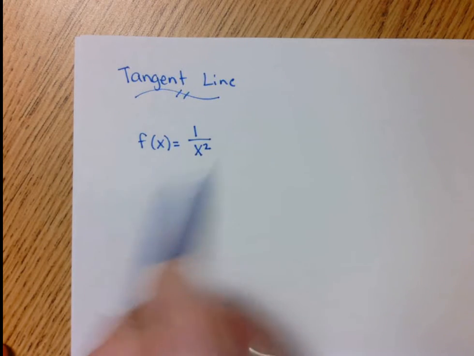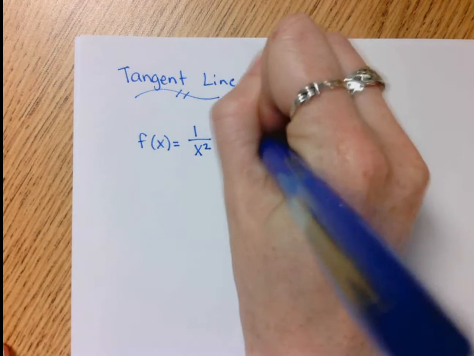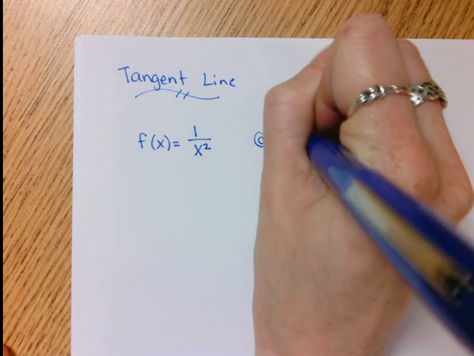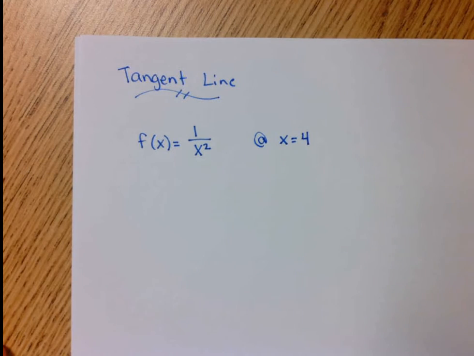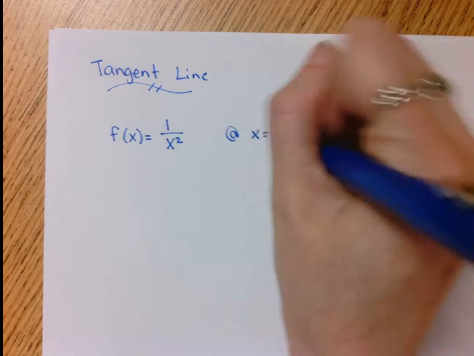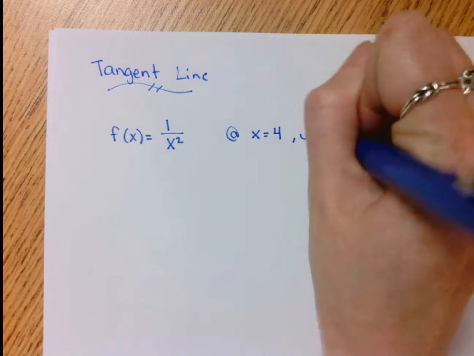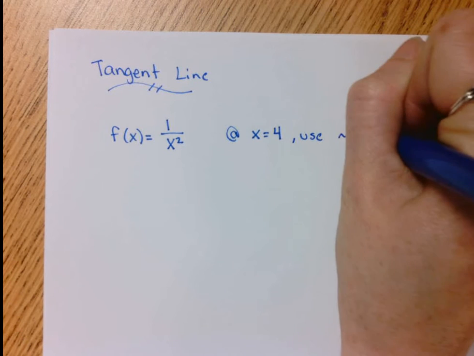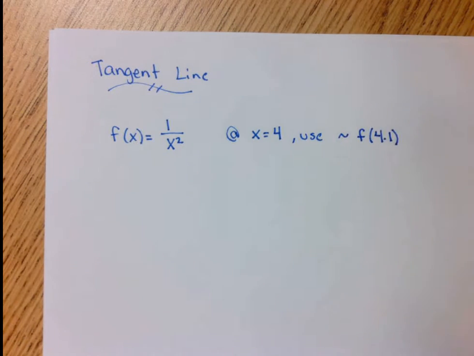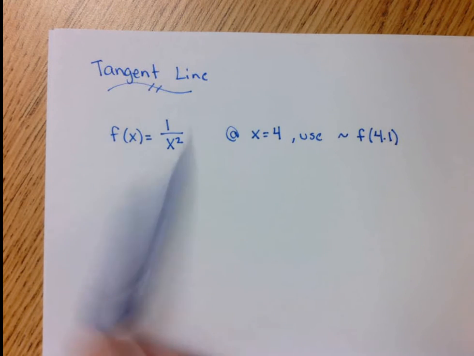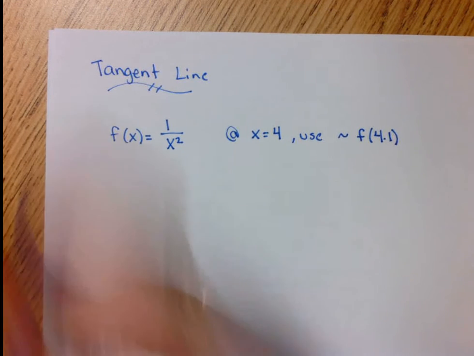We want to find a tangent line at x equals 4. And we want to use that to approximate f of 4.1. So the first thing we need to do is find our point and our slope.